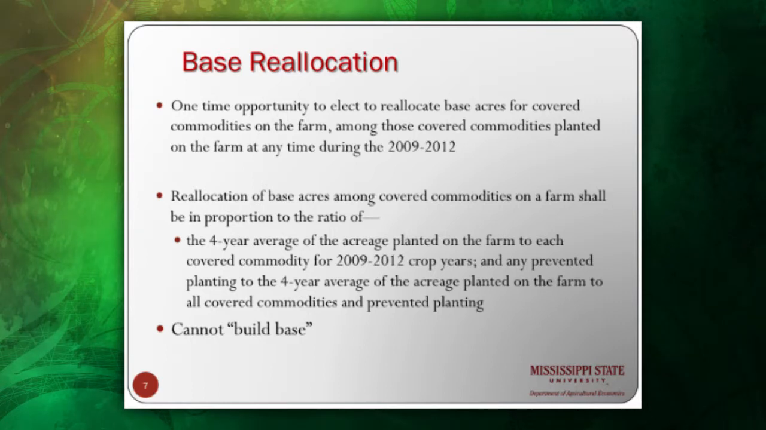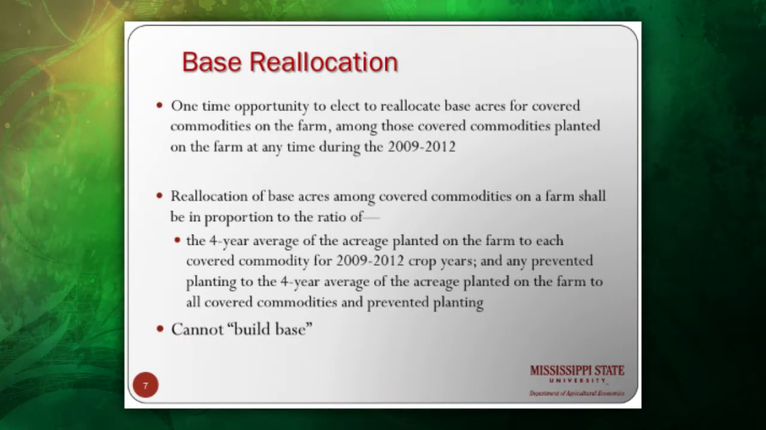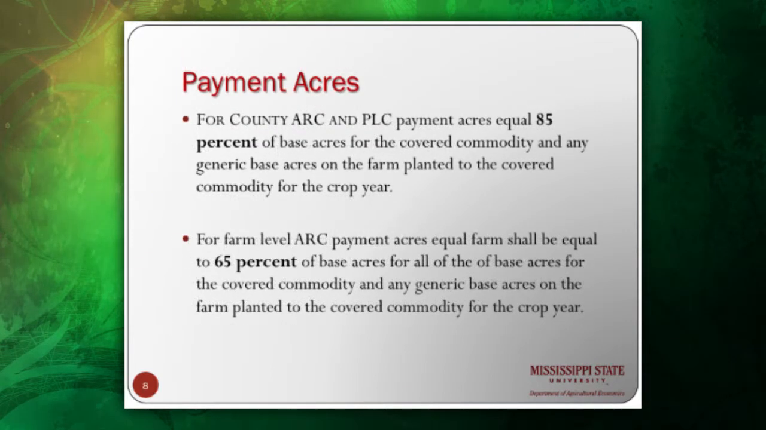It's simply a matter of, do you wish to alter the base to conform to a new crop mix if you so choose? The next slide talks about payment acres. Payment acres are the same for the county-triggered ARC program and the PLC program. The payment acres will equal 85% of the base acres of the covered commodity. Fairly straightforward calculation. One of the disincentives to participate in the farm-level ARC program is that it will only be paid on 65% of base acres.